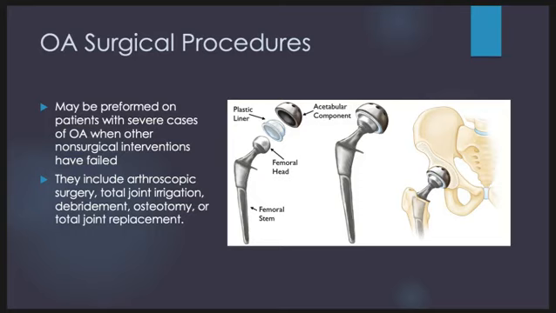Surgical procedures for osteoarthritis include arthroscopic surgery to remove bone spurs or joint replacements. They may be performed on patients with severe cases of osteoarthritis when other non-surgical interventions have failed. They include arthroscopic surgery, such as total joint irrigation, debridement, osteotomy, or total joint replacement. Joint replacements can be used for both osteoarthritis and rheumatoid arthritis.